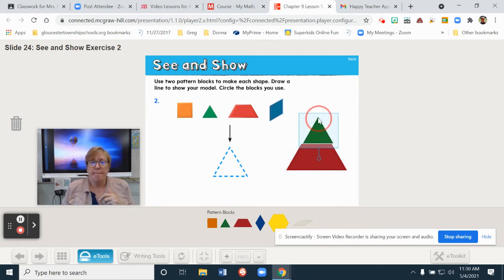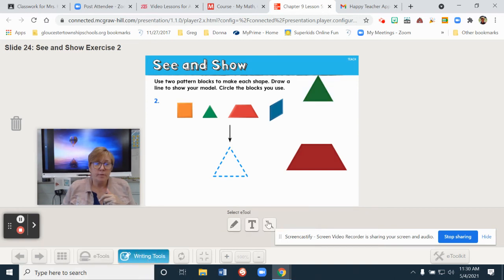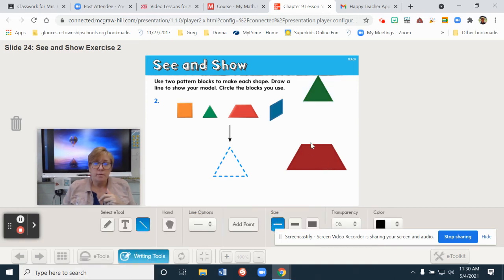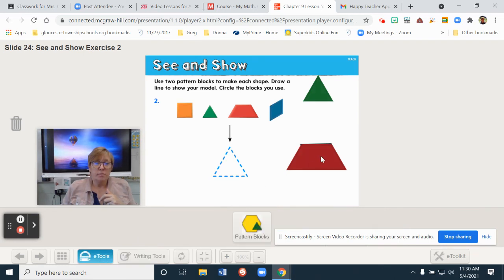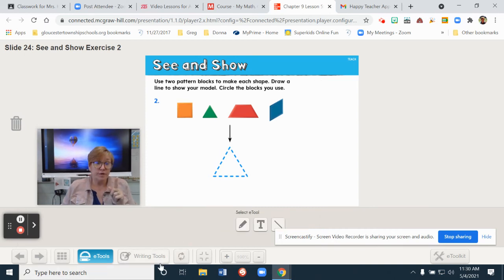So again, you make sure you put one of your shapes, okay, and then draw the shape. Let's do that. From here to here. For me, I would do that, right? And then when I move, I would have a line. Okay, so I would have a line here. Let's check how they showed it. Don't forget to circle the 2 blocks you used either.